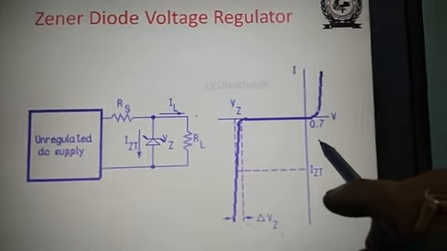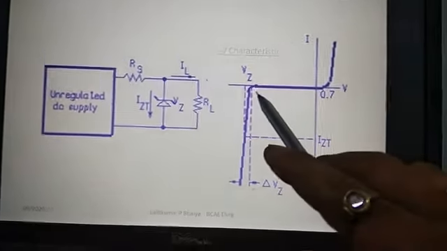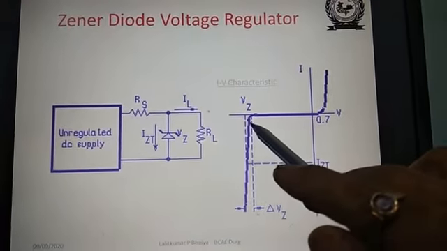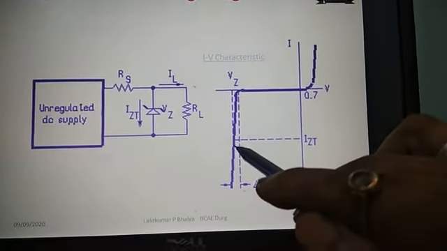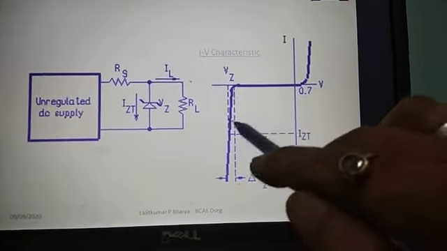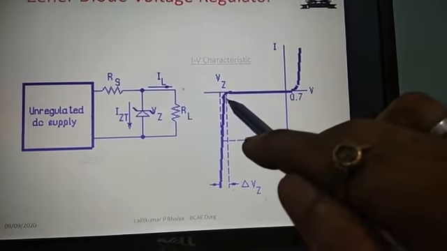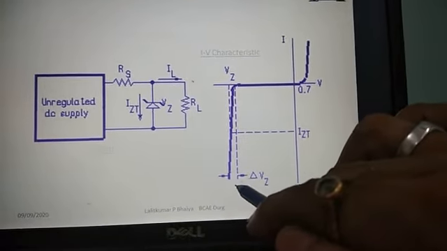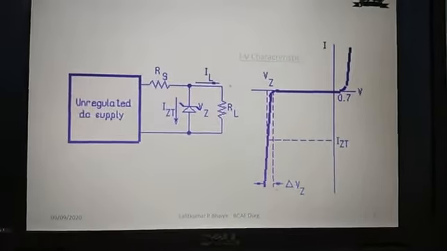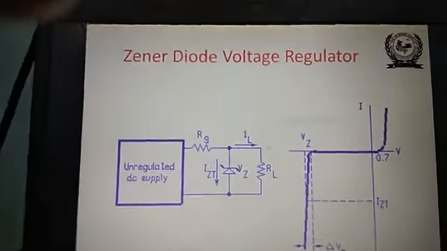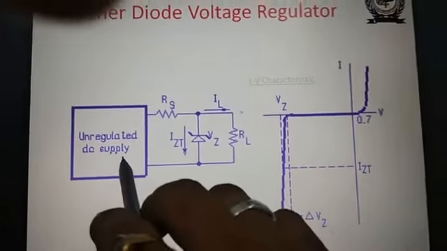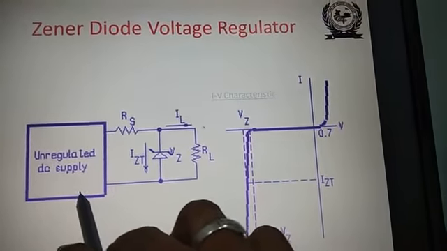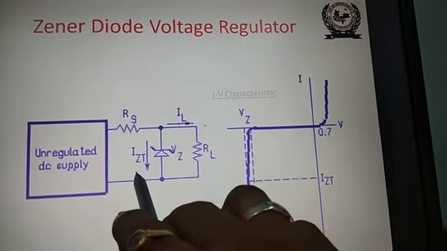And this is the characteristic of the Zener diode. This is the Zener voltage, where the current increases in the reverse condition, at negative voltage, and this current is the Zener current at Vz. This is the straight line shown for Vz, and this difference is called delta Vz, the change in Zener voltage. So what will happen here? As we change the input at this unregulated power supply, there will be a change in this Zener current.